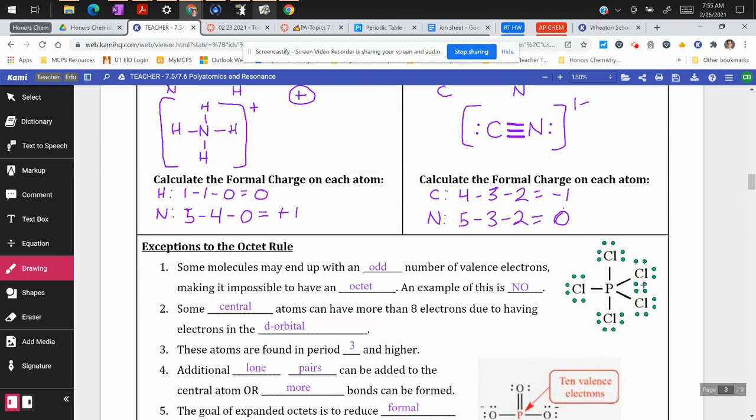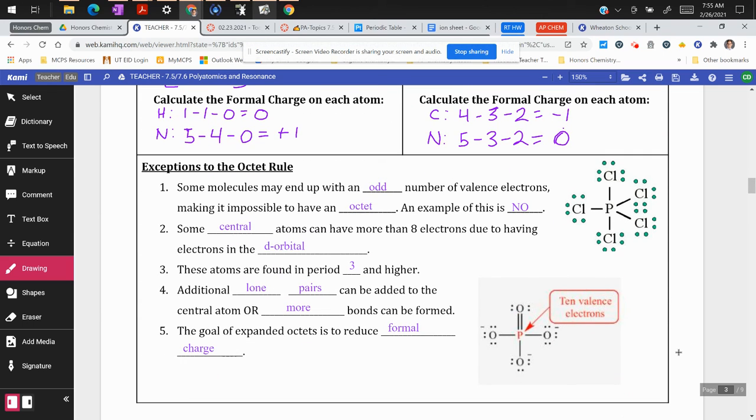Okay, a couple of things about exceptions to the octet rule just to remind you about. Some things you may encounter in the future. Some molecules may end up with an odd number of valence electrons, making it impossible to have an octet. An example of this is NO. These are referred to as free radicals or radical molecules, and you won't really see them in this course, but they do exist. So for the purpose of our chemistry course, if you see an odd number of valence electrons, you probably calculated something wrong. There are a couple that exist with an odd number of valence electrons, but I will not give you any of those examples as problems that you will have to draw.